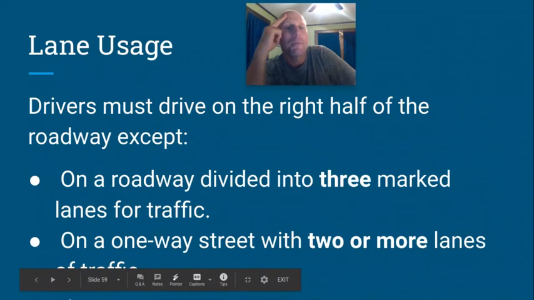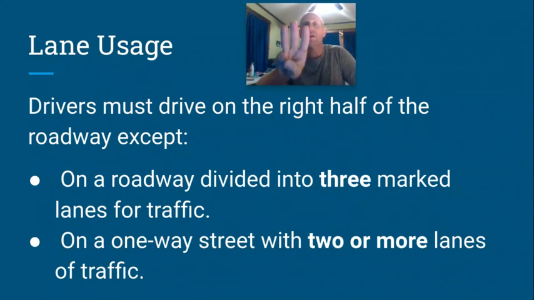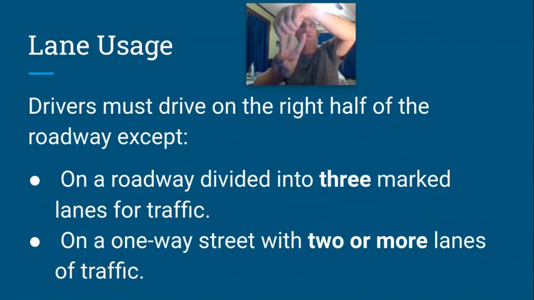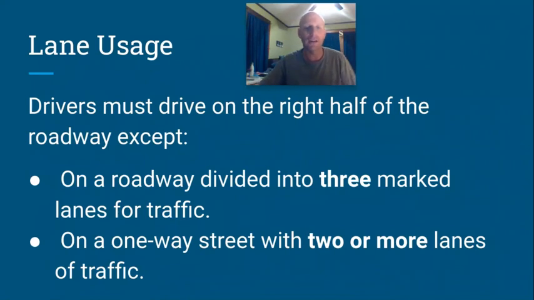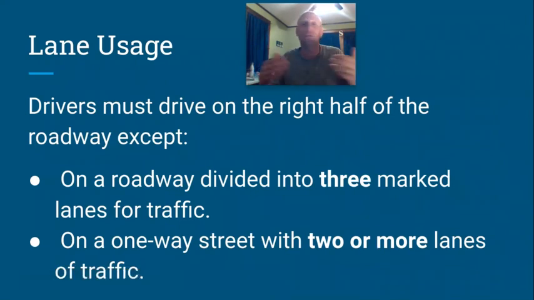It drives me crazy. Other times that you are allowed to not drive on the right-hand side of the road: if there's a roadway divided into 3 marked lanes of traffic. So if you have 3 lanes going in your direction, then you're not supposed to be in the left lane, but you can be in either of the right two. The left lane is reserved for passing. Either of the right two are totally fine to drive in. On a one-way street with two or more lanes of traffic, like we just talked about on Deneen, you really don't need a reason to be in the left lane. You can be in either of those lanes. It's a one-way street. It's fine, okay?